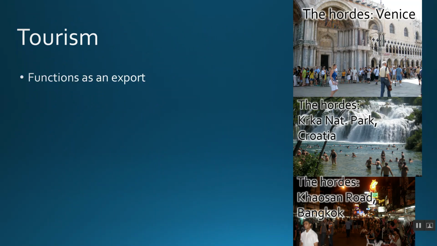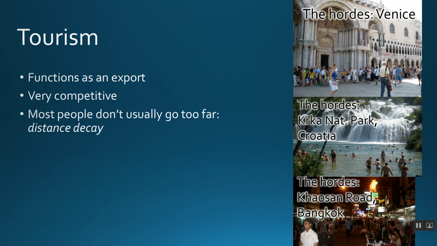And we think a little bit more about tourism. Tourism kind of functions as an export, right? Generally speaking, people are going there and they're spending their money and they're leaving. It is very, very competitive. Most people don't usually go too far. That's called distance decay. So the closer you are to something, the more likely you are to travel there.